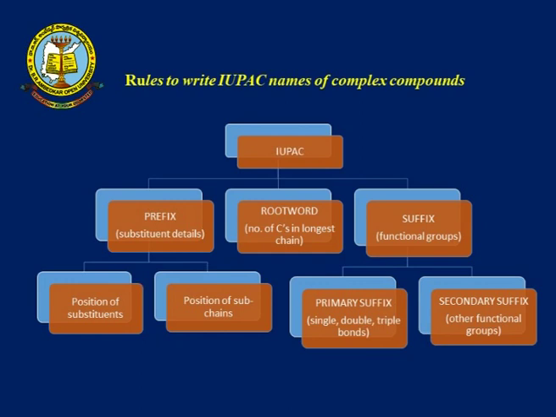Then coming to the suffix, again the suffix is of 2 types: one is the primary suffix and then the secondary suffix. What is this primary suffix? The primary suffix indicates whether single bonds, double bonds, or triple bonds are there. It clearly shows the way the chemical bonds are there.